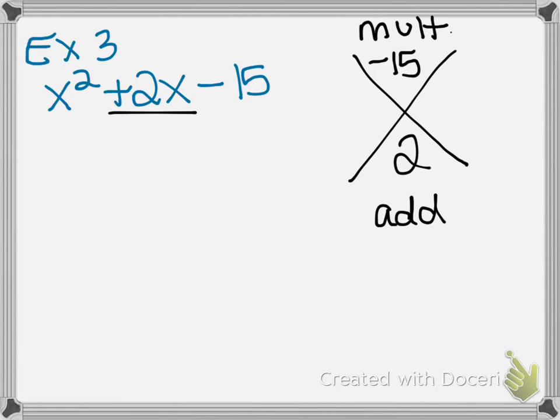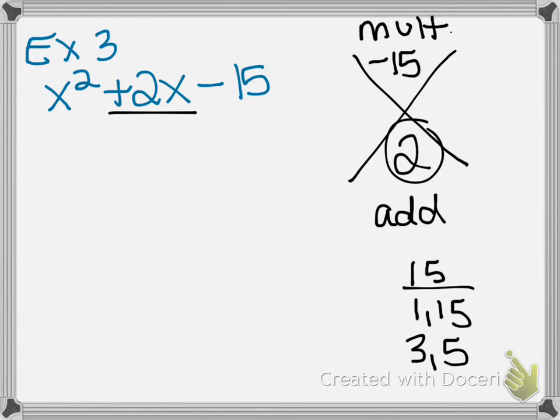Okay, so let's think of our factors of 15. We can list some factors out. So 1 times 15, that multiplies to give us 15, but we want to think about, is that going to add to give us our 2 here, okay? No, 1 plus 15 would not add to give us 2. So let's think about other numbers that multiply to give us 15. Let's think about 3 and 5, okay?